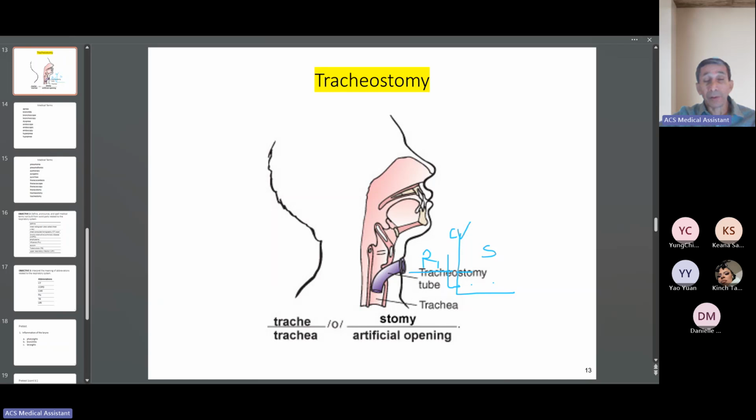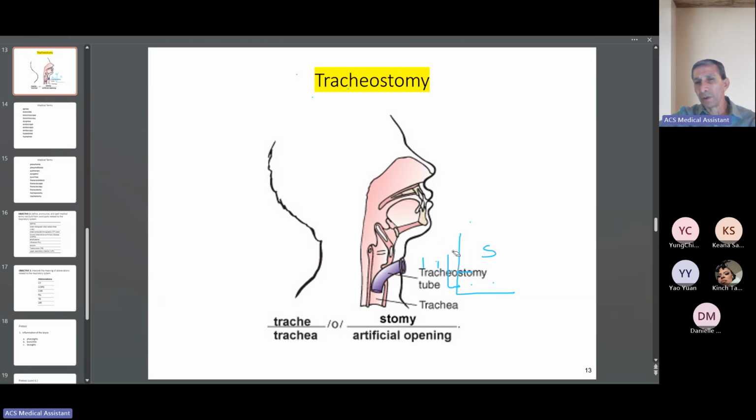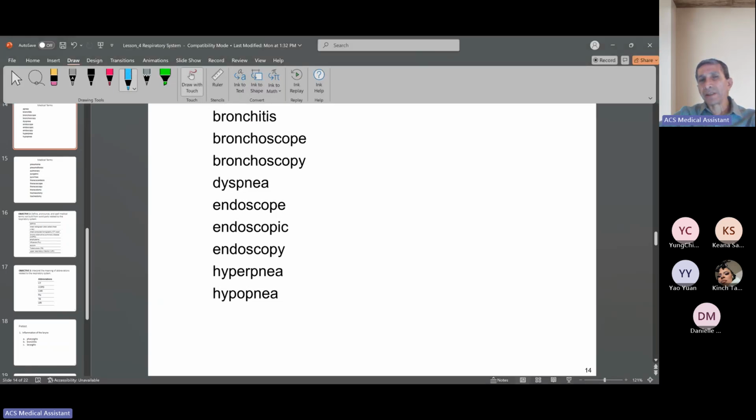We can make holes in a lot of structures of our body, and all of them we will call stomy. So here is tracheostomy. So that will be this term. So once again, it's not easy. We have most of these medical terms that we are using. We have to memorize some of them, not all of them because it's too many. But as soon as we start using it continuously, then it's going to be a lot easier to remember these terms.